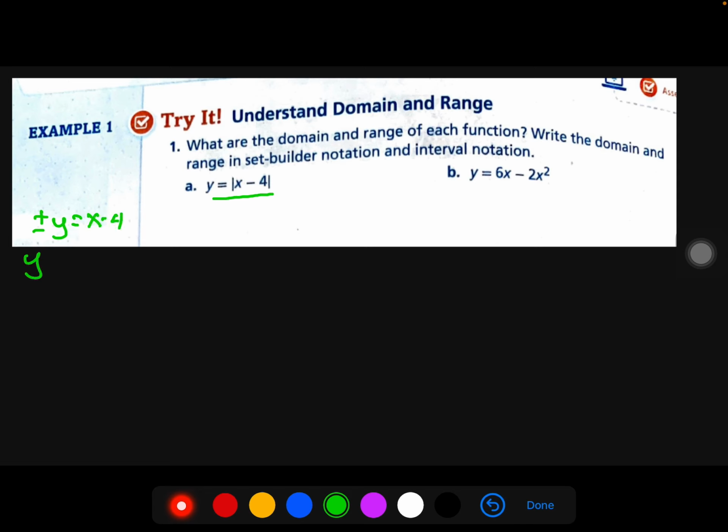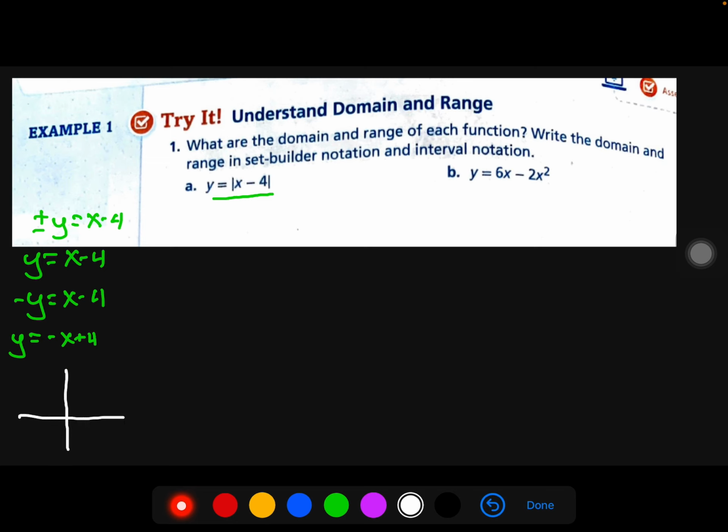And so we get y is equal to x minus 4. And we can graph that, and then we've got negative y is equal to x minus 4, and in order to get rid of that negative, we're going to multiply or divide by negative 1. So y equals negative x plus 4. Let's now graph that onto a coordinate plane.